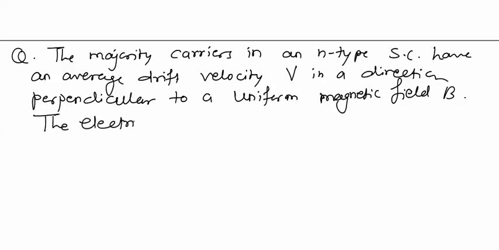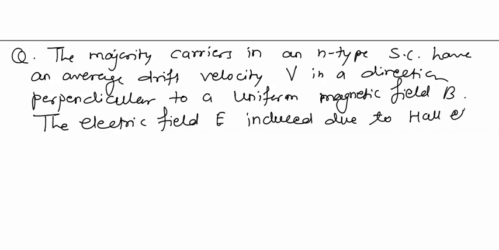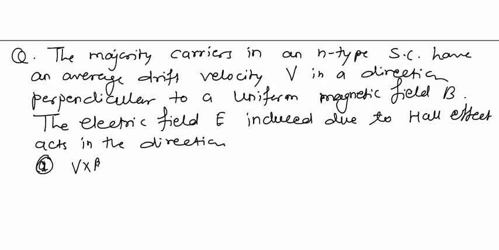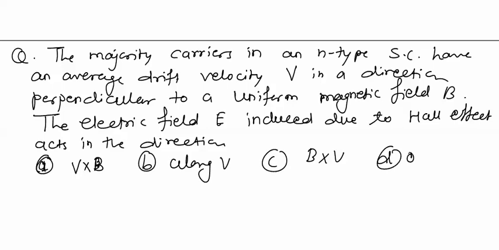The electric field E induced due to the Hall effect acts in the direction: option A, V cross B; option B, along V; option C, B cross V; and option D, opposite to V.